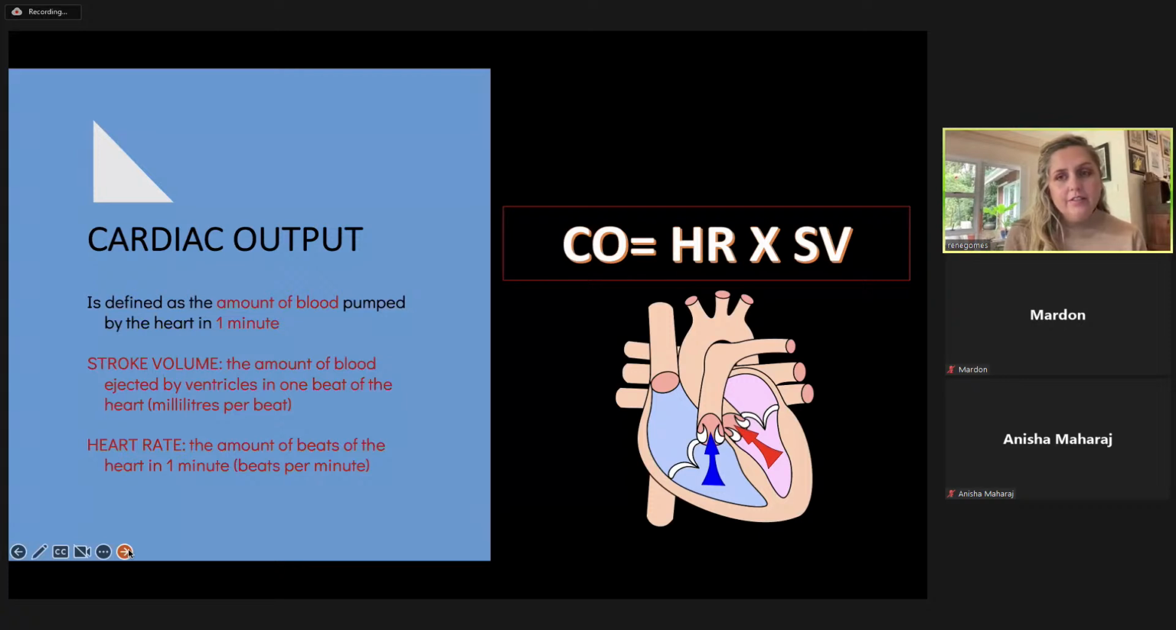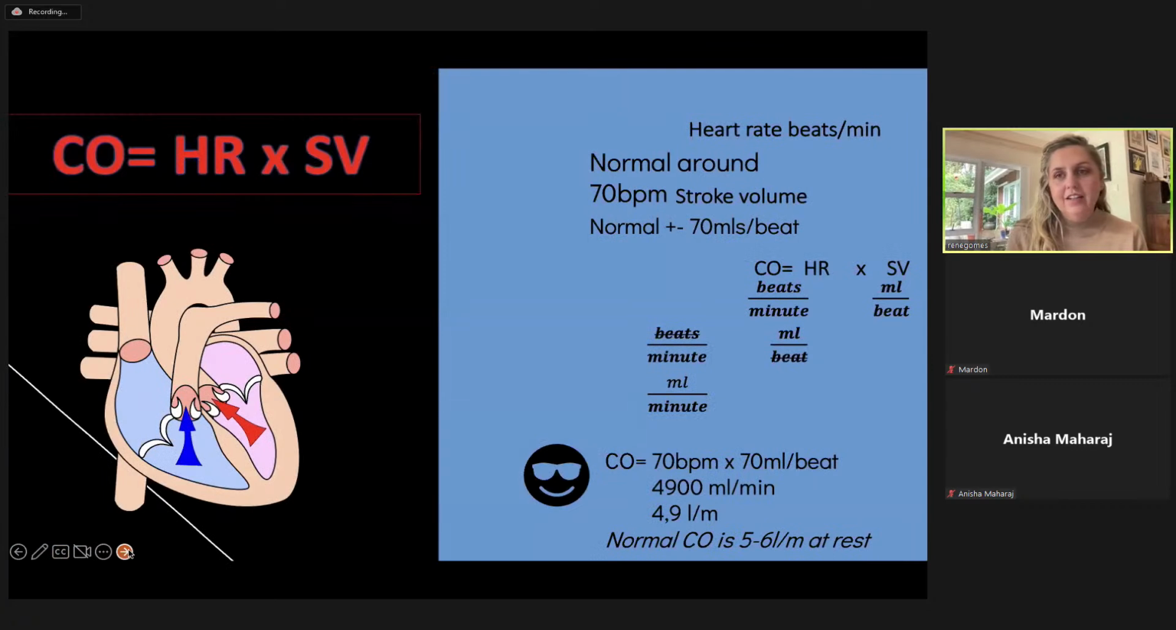And if we look at that SV there, stroke volume, that's the amount of blood ejected by the ventricles in 1 beat of the heart. And that is going to be measured in milliliters. And heart rate, that's going to give us the time part, is the number of beats of the heart in 1 minute. We measure heart rate in beats per minute. So if we multiply these two together, we will get the amount of blood pumped by the heart in 1 minute, which I think makes sense.